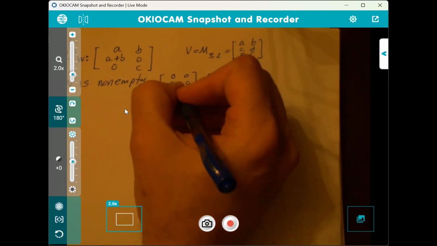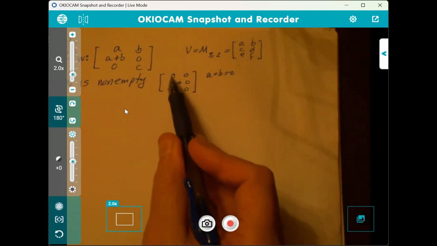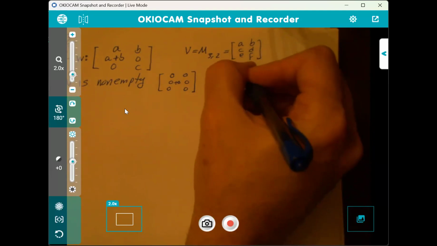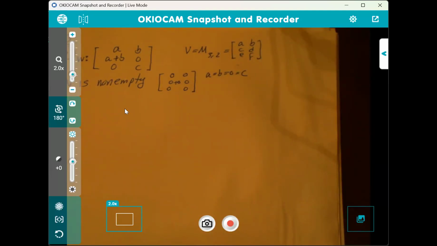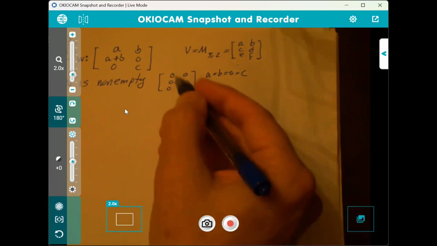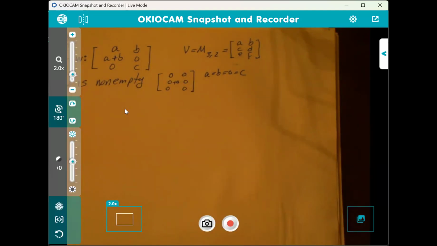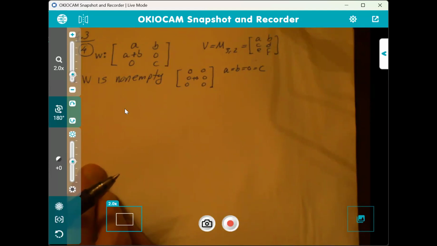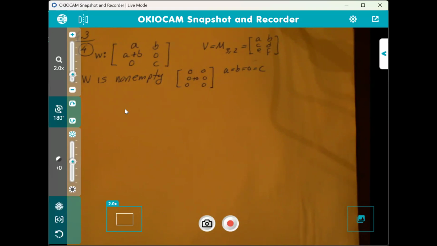So that's this one, 0 plus 0. If you want, you're welcome to write it. There you go. Here's my A, here's my B, here's A plus B, 0, 0, and let C be 0 also, right? And therefore, W is non-empty. So that's good. The 3x2 0 matrix is there. Now, remember, we need to check only two things. Is W closed under addition, and is W closed under scalar multiplication?